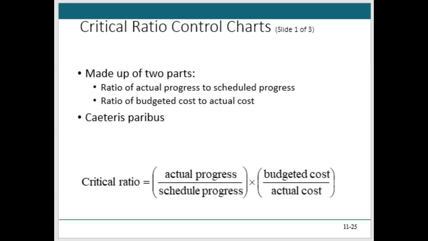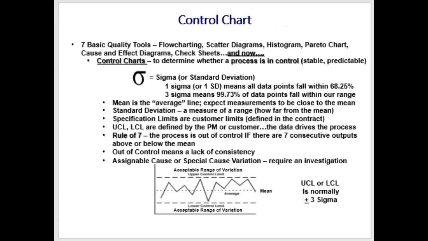And so through this, we can use, for example, another control mechanism, which is a control chart. A control chart is one of the 7 basic quality tools, and it uses sigma. Sigma means standard deviation. So notice the chart at the bottom, we have this acceptable range of variation between the lower control limit, the dashed line, and the upper control limit.